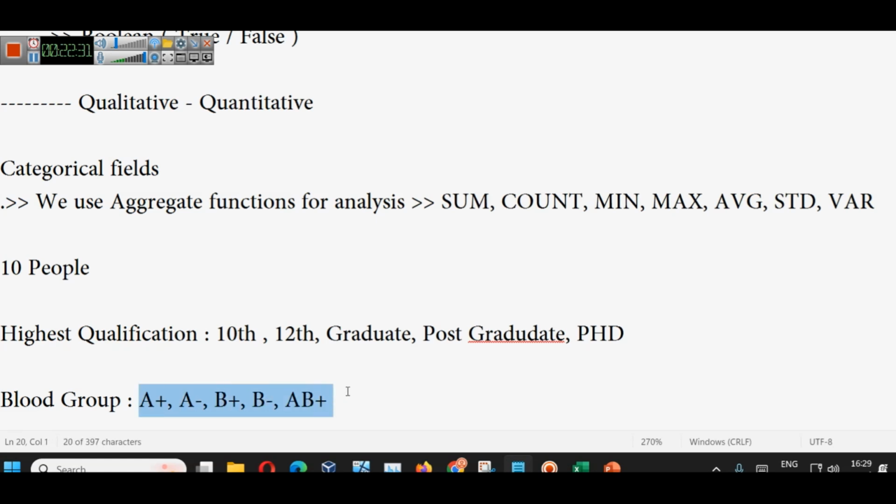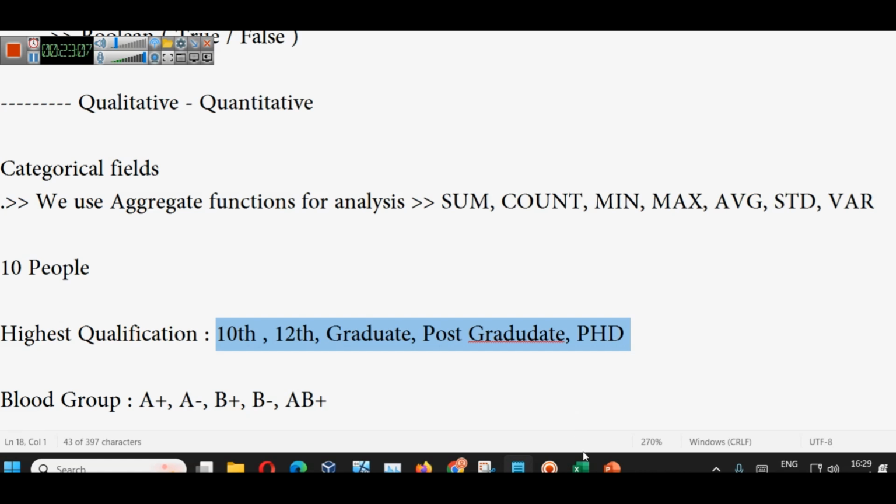Do you have any kind of order here, like one is better than the other? Because companies will prefer someone who is more qualified, right? So this is called ordinal data. This is also like nominal data, but it has an order.